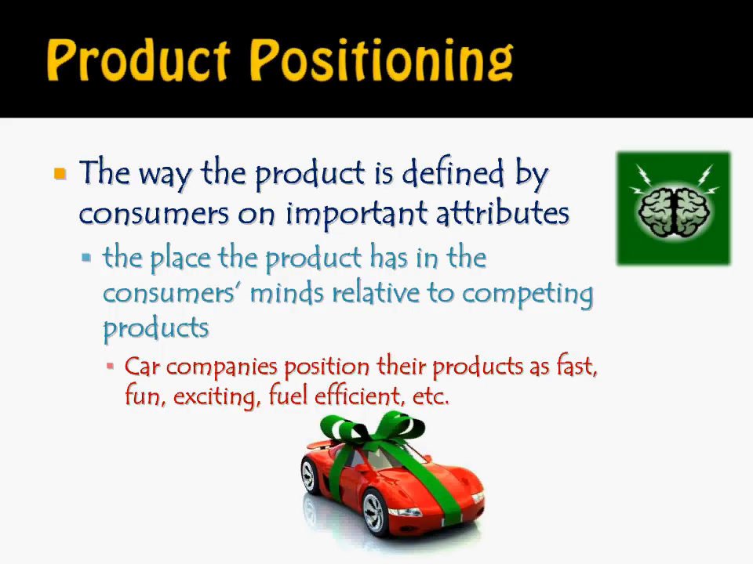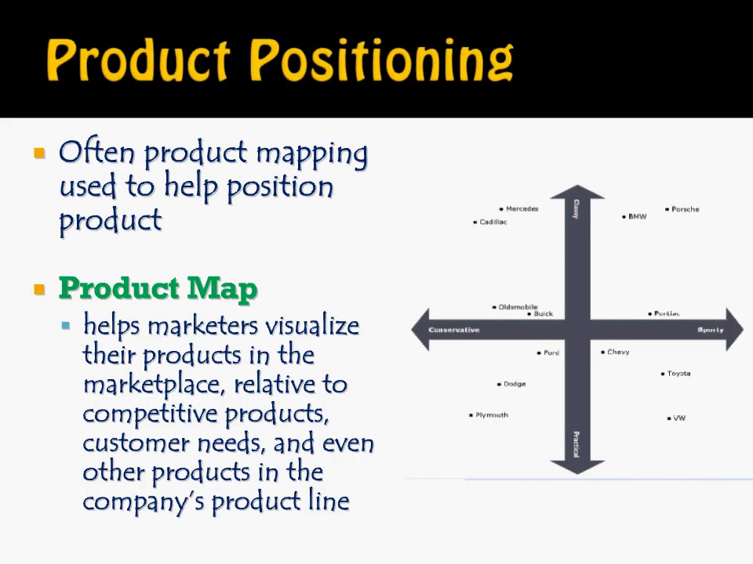Now it means that you target your product towards a certain target market, which does mean that you alienate other consumers, that you don't attract other consumers. But that's okay. Again, you're positioning your product to appeal to a very specific set of consumers, and therefore hopefully maximize your success. One of the ways to do this is to, again, revisit the product map.